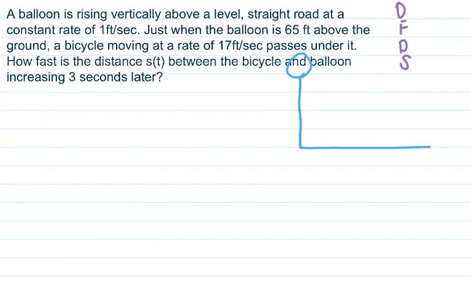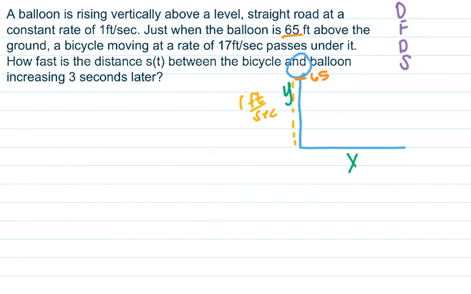All right. And then it says that the balloon is rising at a constant rate of 1 foot per second. So on this side, where the balloon is rising because it's going up from here, I'm going to label it 1 foot per second. And I'm going to call this side y. I'm going to call this side x. All right, and it says just when the balloon is 65 feet above the ground. So let's say right here, we're at 65.